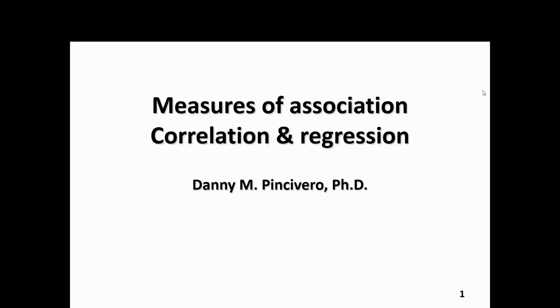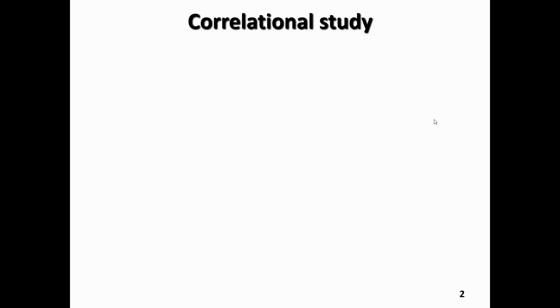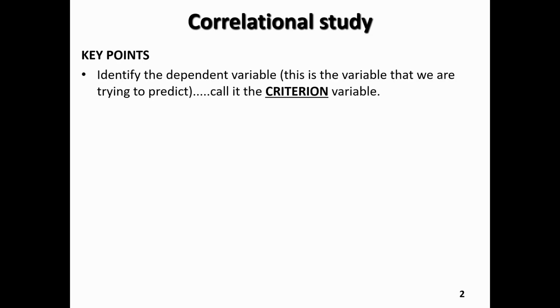In this lecture, we're going to introduce the concept of measures of association, and we're going to examine that through the statistical procedures called correlation and regression. And the statistical procedure is applied to studies that are correlational in nature. And studies that are correlational in nature are intended to examine relationships between different experimental or different research variables.